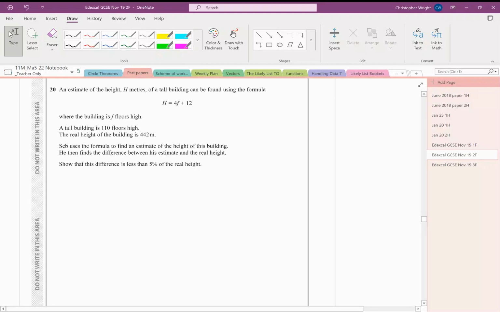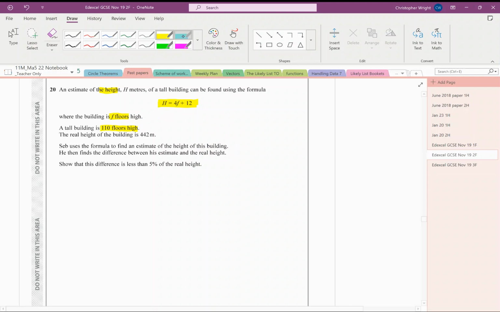Question 20. An estimate of the height of a tall building can be found using the formula: height equals 4 times f plus 12, where the building is f floors high. So if there were 2 floors, then the height would be 4 times 2 plus 12. A tall building is that many floors high, so we could use the formula to find an estimate for its height, because we know how many floors it is.